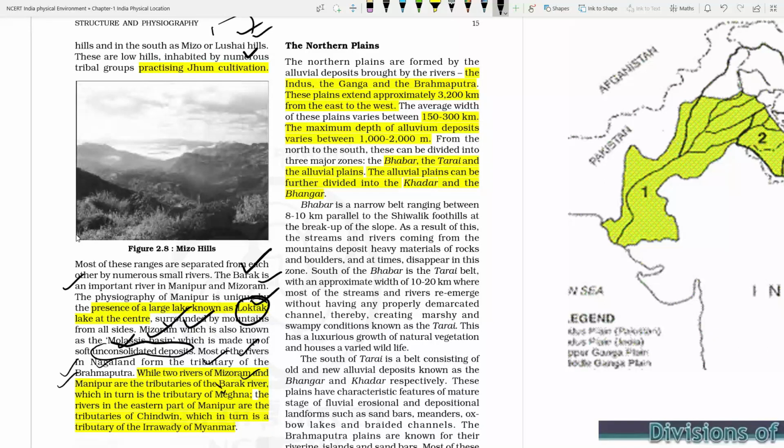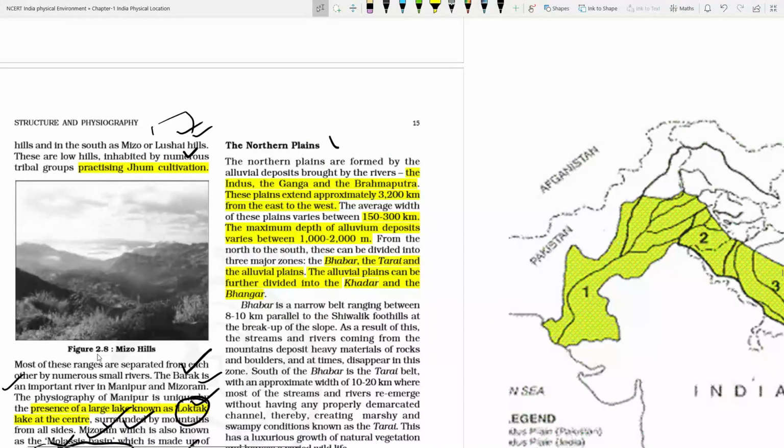Okay? And one of the rivers contributes its water to the Chindwin, and this Chindwin is ultimately a tributary of the Irrawaddy. So if a question is asked whether we have any tributary of the Irrawaddy river, then we can say yes. Now, the northern plains.